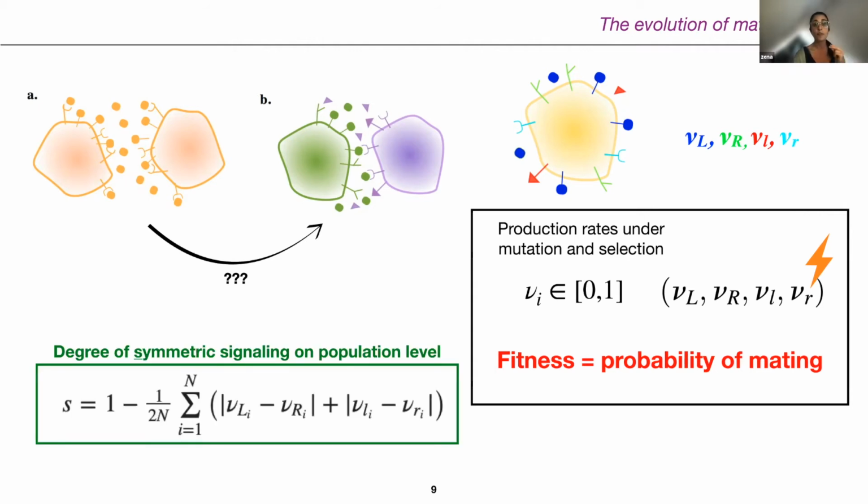And to capture how the degree of symmetry in the system evolves, we define at the population level this variable S, which is equal to 1 if all cells are uniformly producing the same ligand and receptor, as shown in panel A, and it becomes 0 if cells produce the ligand and receptor asymmetrically, as shown in panel B. So this is a measure that we can follow over time to understand how our population is moving towards or away from asymmetric signaling and mating types.